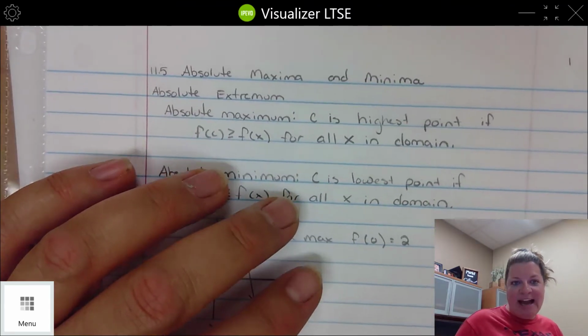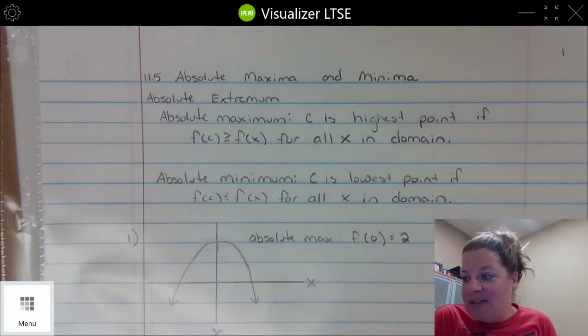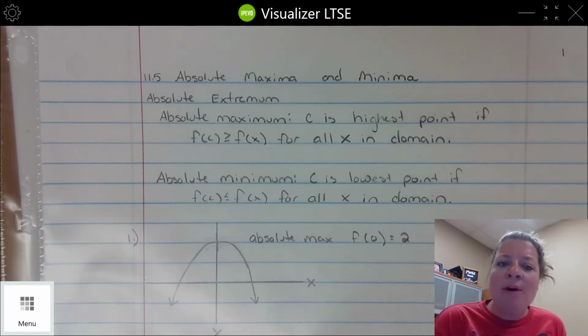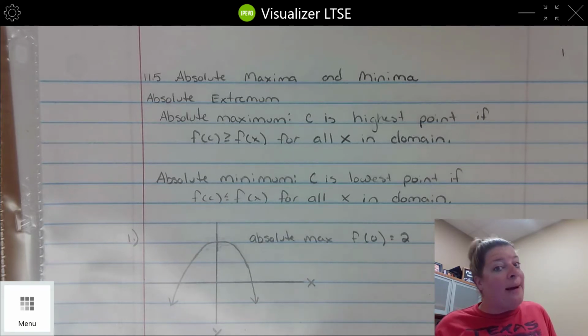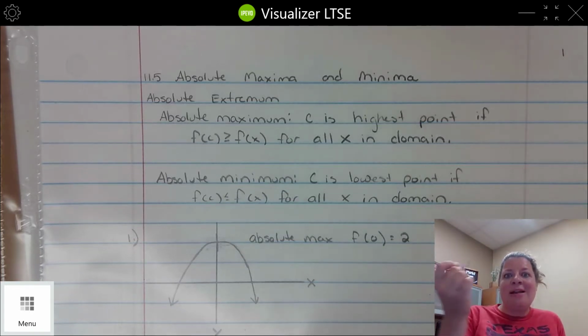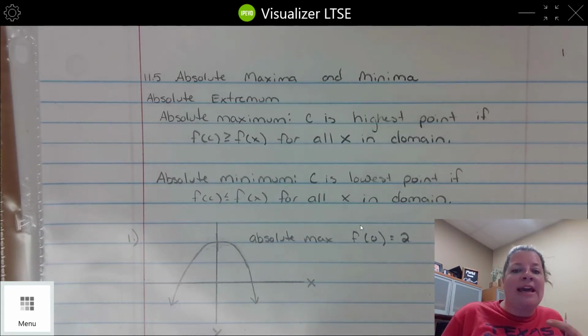Hi class, this video is going to help with 11.5, and what we're going to look at on this one is the absolute max and absolute minimum. So we've looked at the local max and local min, and those actually could be the absolute. If I'm thinking about a parabola, the local min or local max is the absolute. But how would we know that? We have to check. And so that's what we're looking at.